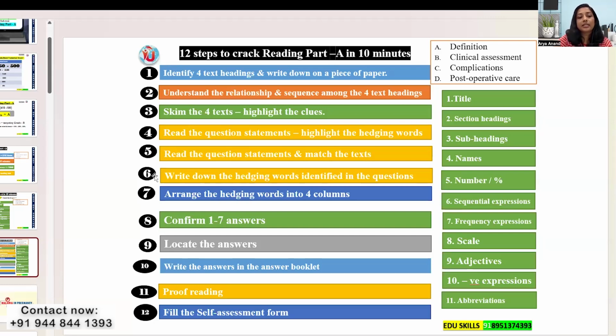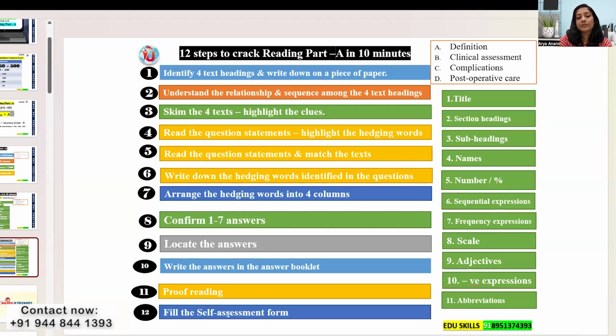Write down the hedge. This 6th step you cannot do in your exam, but while you are practicing, please do this so that your competency will improve. So write down the hedging word identified in the questions. Arrange the hedging into 4 columns. Then confirm 1 to 7 answers. Locate the answers. Write the answers in the answer booklet.